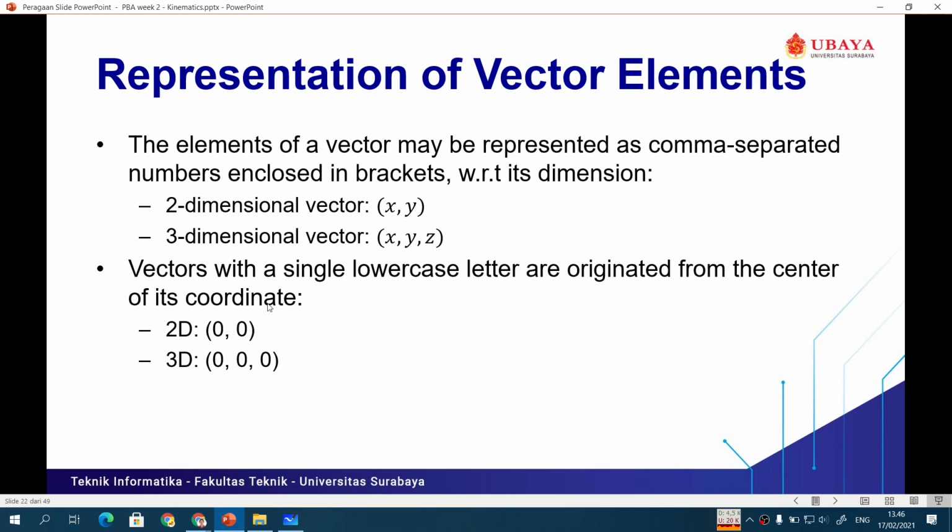For the first part of the semester, we will learn about vectors in two dimensions. In Unity we use Unity 2D, and then in the second part of the semester we will move into the 3D world, Unity 3D as well. Okay, the vectors with a single lowercase letter originate from the center of their coordinate. So for 2D, the origin is 0 and 0, x is 0 and y is 0. For 3D, it's 0, 0 and 0: x equals 0, y equals 0, and z also equals 0.